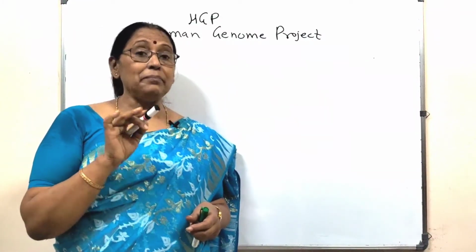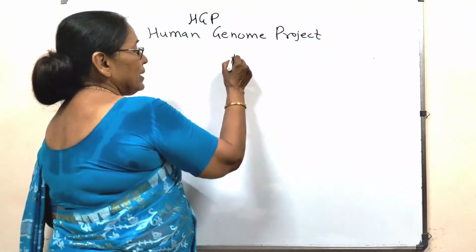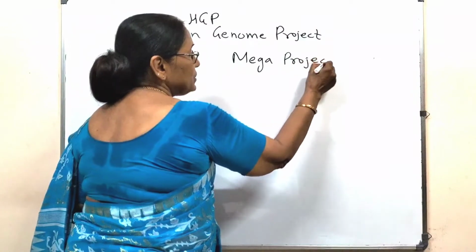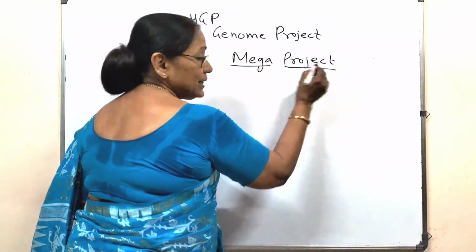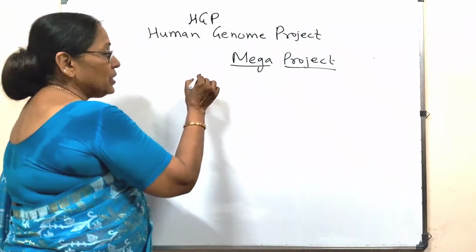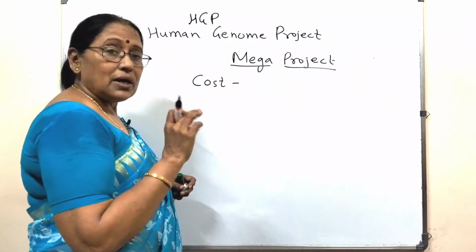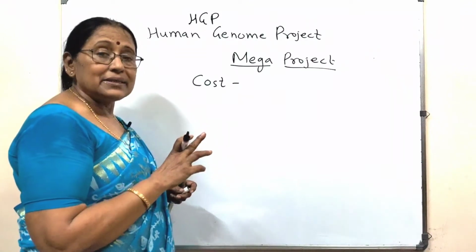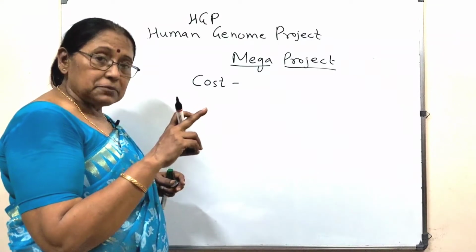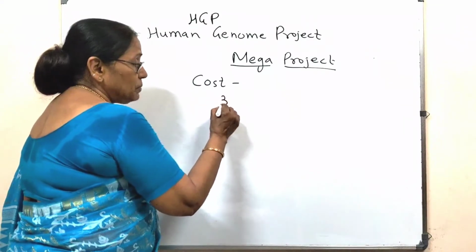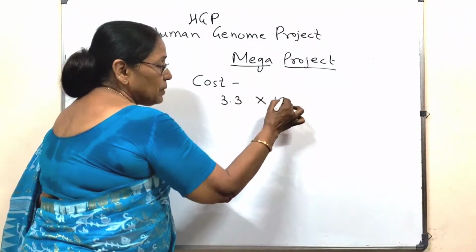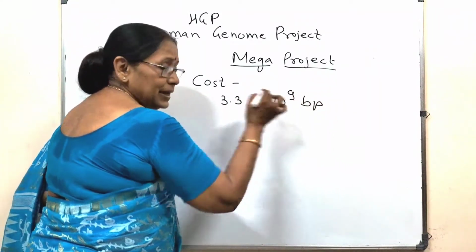HGP was a mega project. Why mega? Mega means bada. Why is it called a mega project? We will see two reasons for that. First, the cost. The cost of sequencing the nitrogen bases was huge. You know the number of nitrogen base pairs present now? It is 3.3 into 10 raised to the power 9 base pairs.